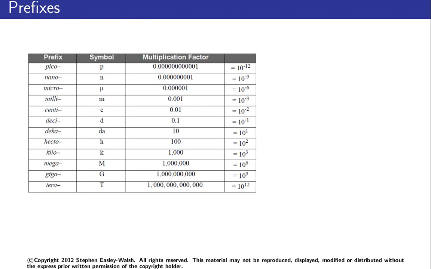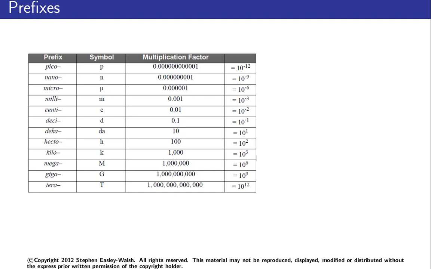Centi is C, and it's 10 to the minus 2. Deci is D, and it's 10 to the minus 1. Deca is dA, and it's 10 to the 1. Hecto is H, and it's 10 to the 2. Kilo is K, and it's 10 to the 3. Mega is capital M, and it's 10 to the 6. Giga is capital G, and it's 10 to the 9. And tera, capital T, 10 to the 12.